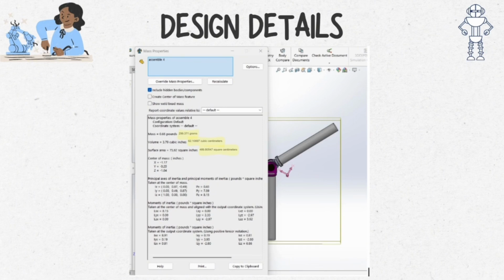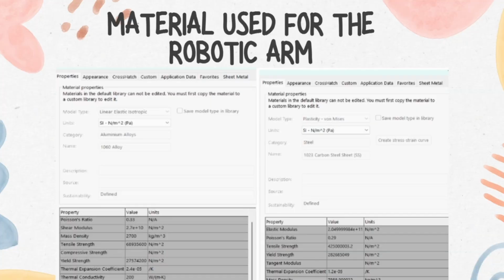For the mass, it has 299.371 grams, and for the volume, it is 62.10697 cubic centimeters, and for the surface area, it has 489.80547 square centimeters. For this robotic arm, we are using two materials.